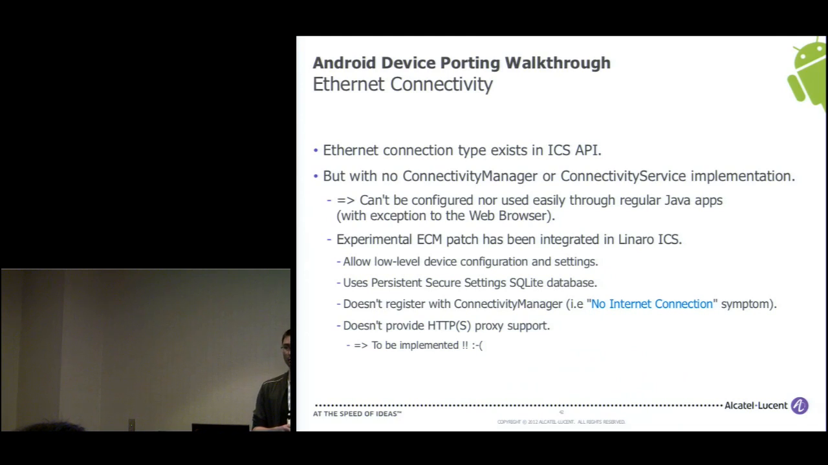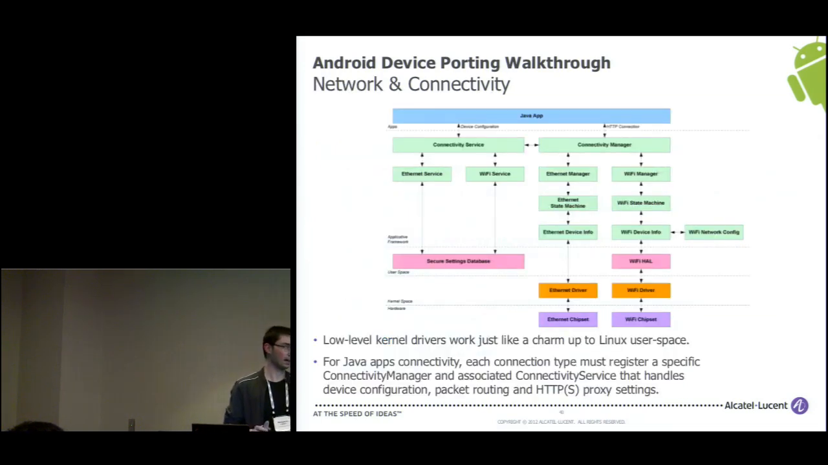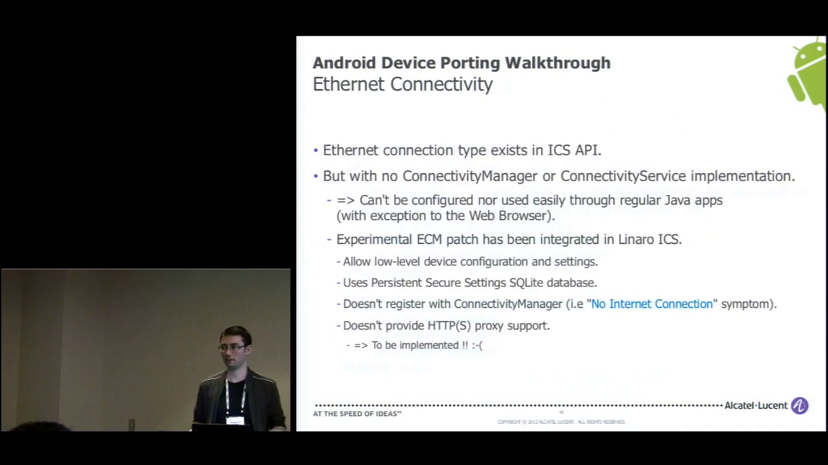The reason for that is that the browser uses WebKit, and WebKit uses a regular C implementation of sockets, which works just fine, like any regular Linux implementation. But all the other Java applications have no idea that Ethernet actually exists. What is missing right now is that the Ethernet connection has no real link to the connectivity manager, so the Android applications still have no idea that some connection is here. This has to be implemented. It's still not the case in Android.